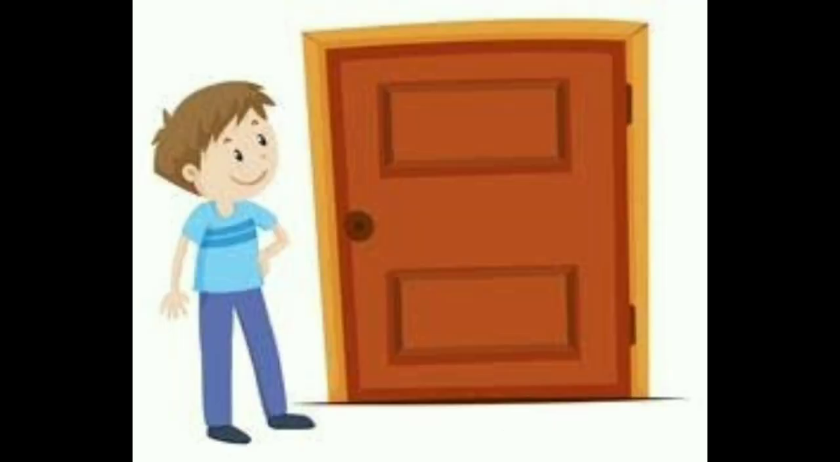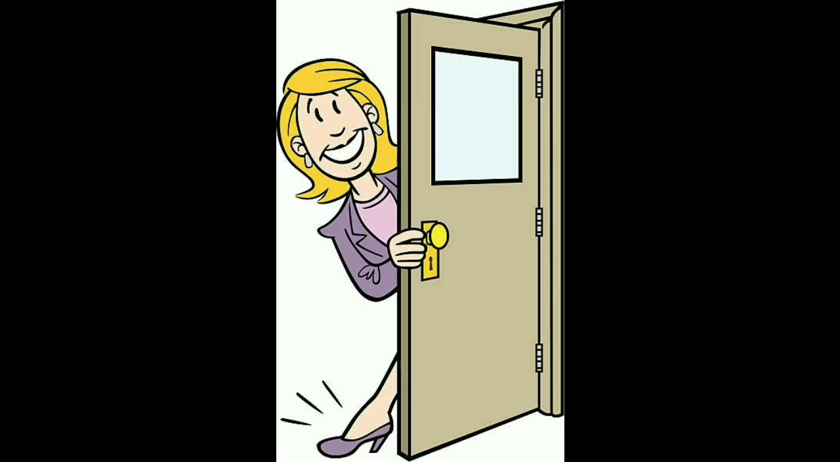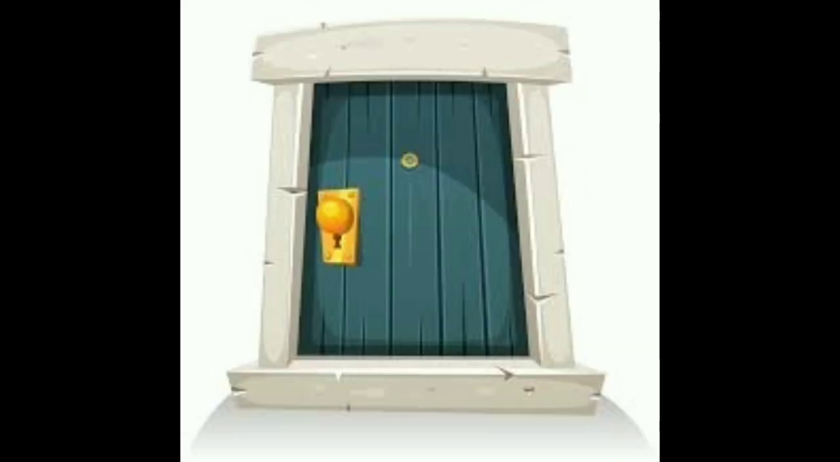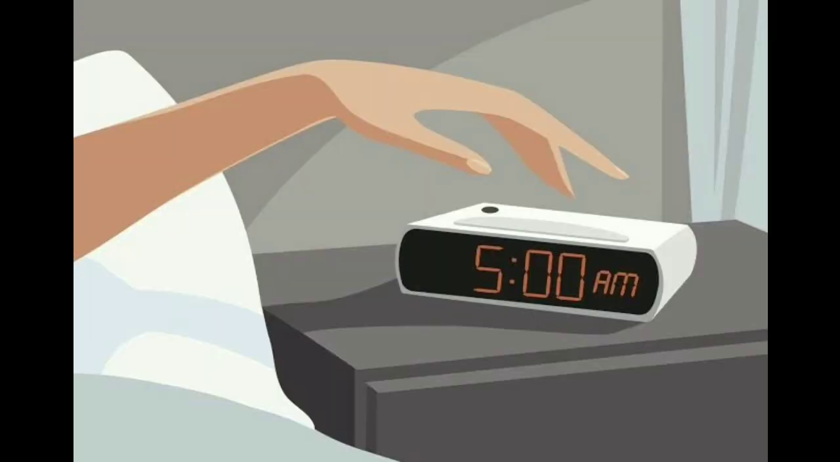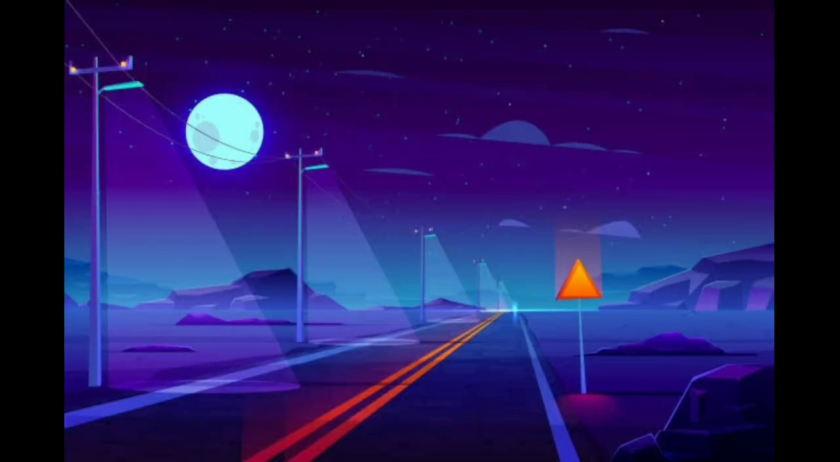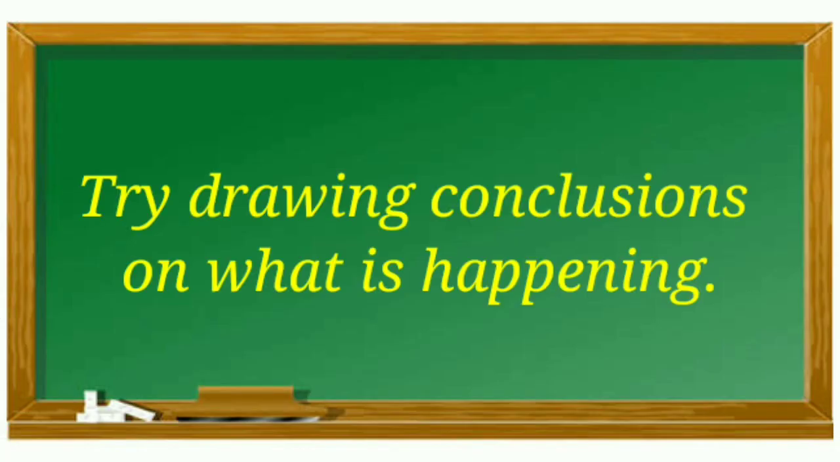It's 8 in the evening. The siren of the barangay mobile is heard around the neighborhood. Everyone went inside their houses. They locked themselves in and waited until 5 in the morning to go out. No one is seen on the roads except for the policemen and barangay law enforcers. Try drawing conclusions on what is happening.